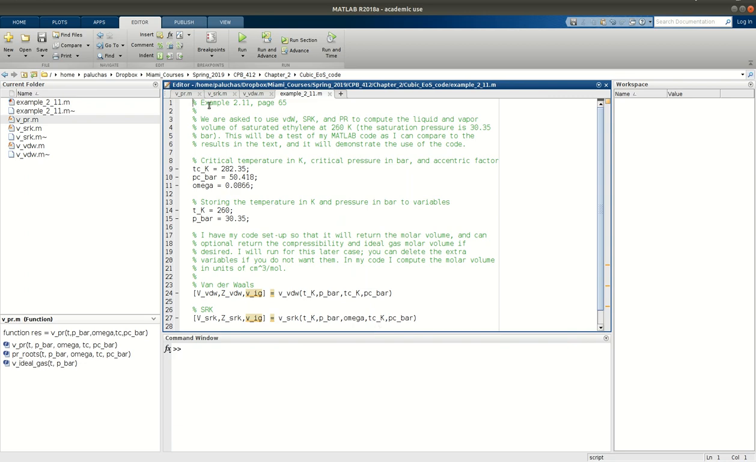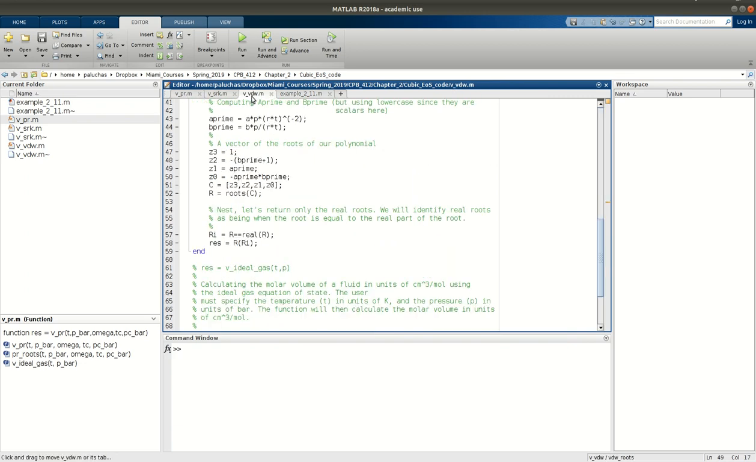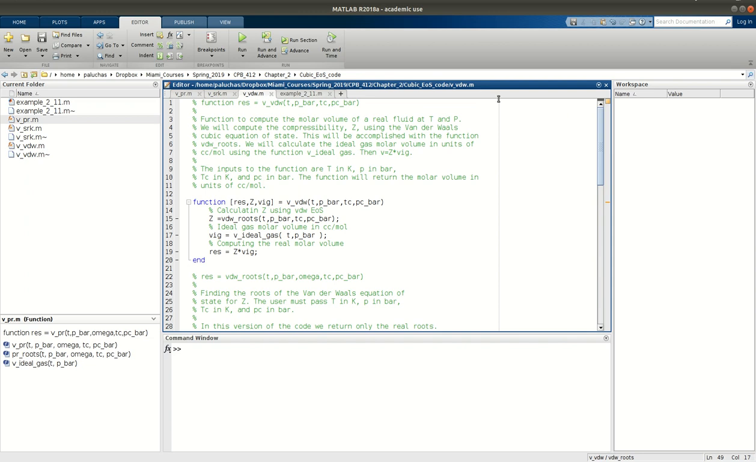The files of interest: I have a function v_van_der_Waals that returns the molar volume of a fluid using van der Waals equation of state, in units of centimeters cubed per mole. The necessary inputs are temperature, pressure in bars, critical temperature, and critical pressure, also in bars. It returns the molar volume, and optionally the compressibility and ideal gas molar volume. SRK is similar.